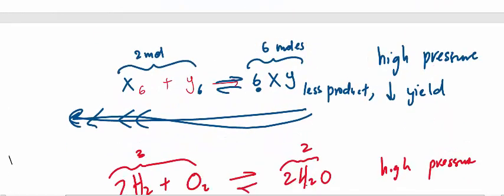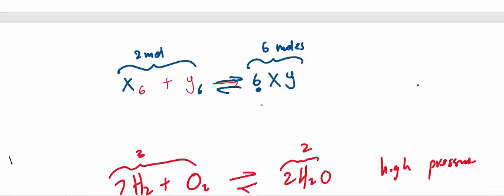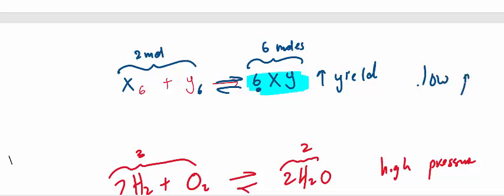Okay, so in this reaction, I want to increase the yield. Should I use high pressure or low pressure? Very good, low pressure. Because low pressure will favor the side with more moles. Get it now?